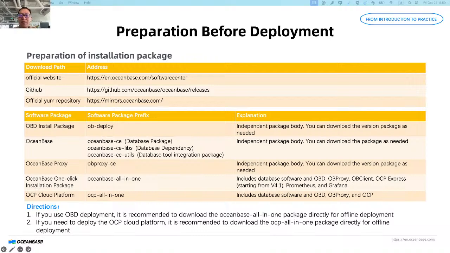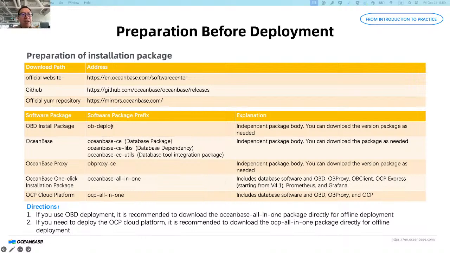Before deployment preparation, let's take a look at how to obtain our installation package. There are 3 ways to do it. The first is to download it directly from the official website. The second is to download it from our GitHub. The third is to configure the official YUM sources and install it remotely through the YUM source. You can see it here.